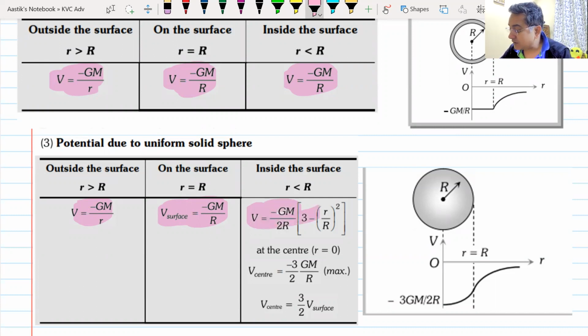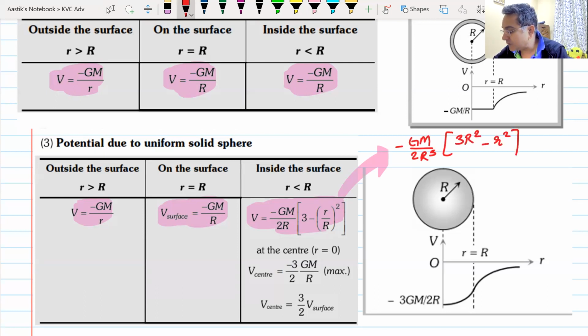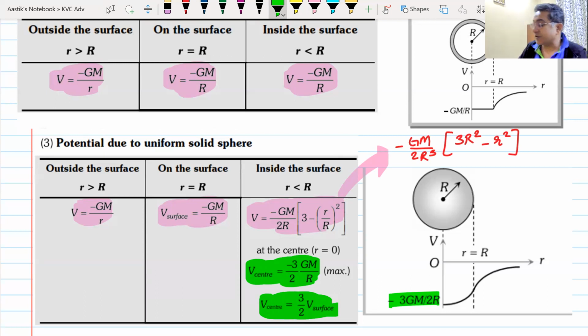And you must remember this formula. The way I remember this formula, it's not like this, but I hope you can remember this. I remember it as minus GM by 2R cube into (3R square minus small r square). What you got to understand here is the potential at the center is minimum, minus 3 by 2 GM by R, and it is 3 by 2 times the potential on the surface.